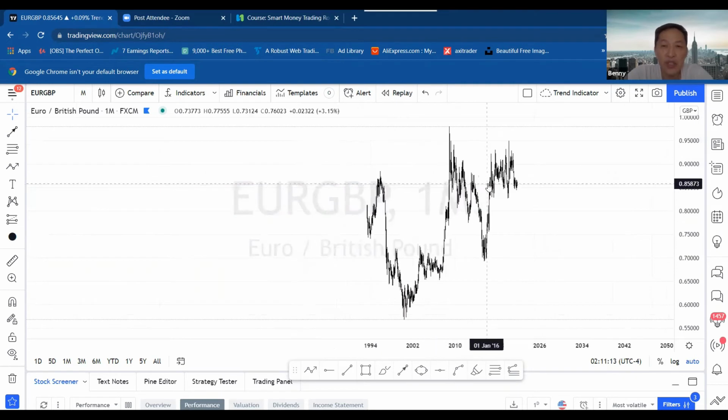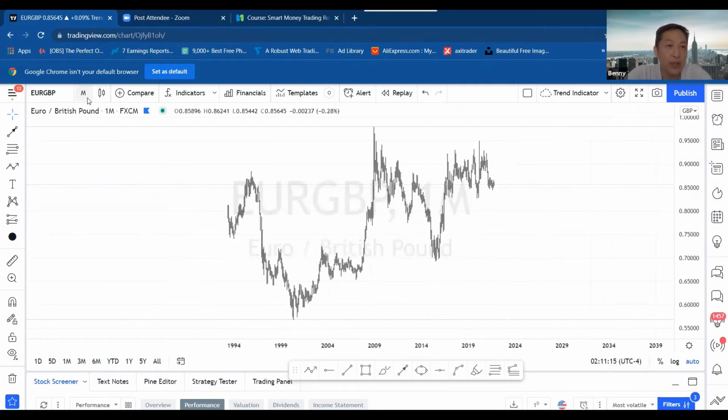Now, the other thing which is also very important is you can see that we are now in a monthly time frame. Now, if I ask you what is the trend, well, based on what I just shared with you, based on that concept, higher high, higher low, you can see that we have a high, we have a low, we have a higher high, we have a potential higher low.